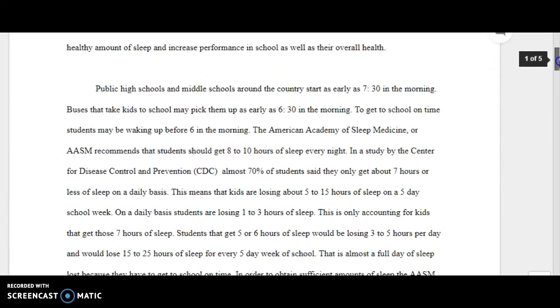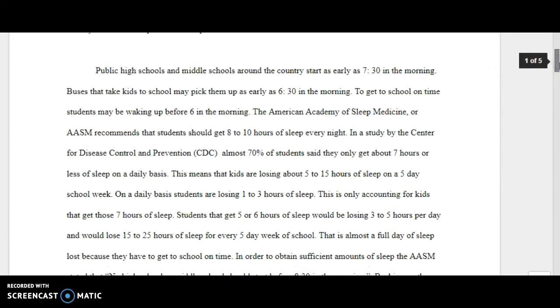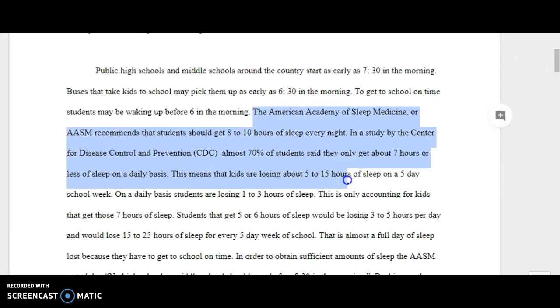start of schools. Public high schools and middle schools in the country start as early as 7:30 in the morning. Buses that take kids to school may pick them up as early as 6:30 in the morning. Good. Now you're starting to get into actual science about this and how much sleep is needed a day and who needs that sleep a day.